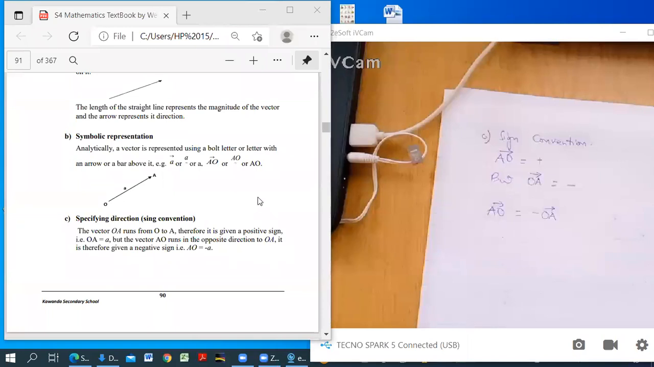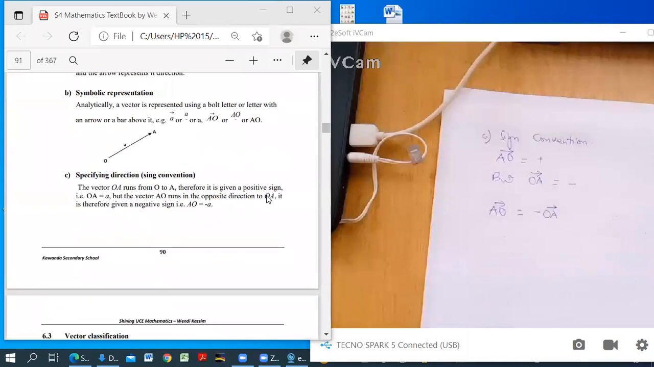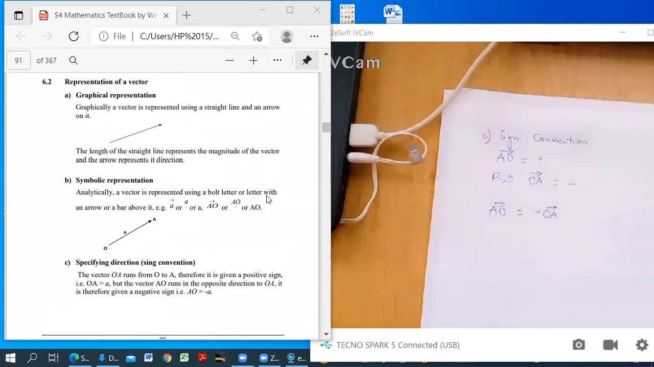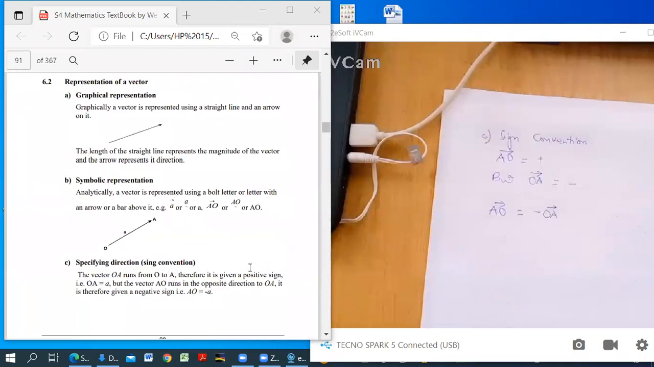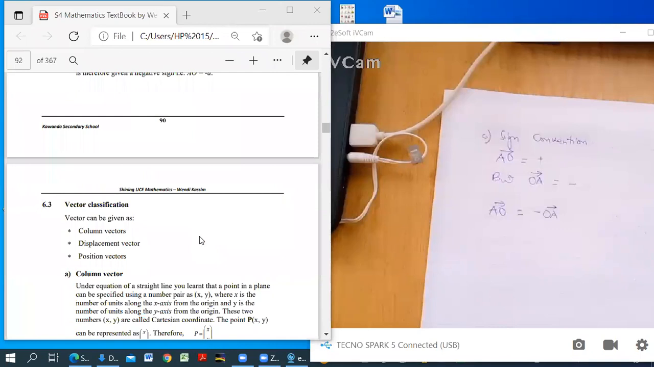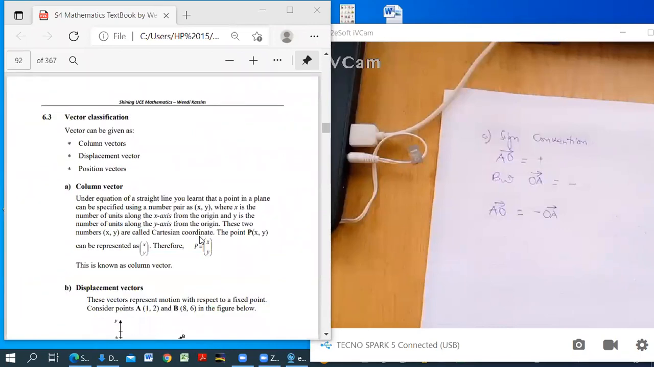It becomes a negative. Is there any question so far on how to represent vectors graphically, symbolically, and the direction? Is everything clear? Yes. All right. Now I'm moving to the next page.